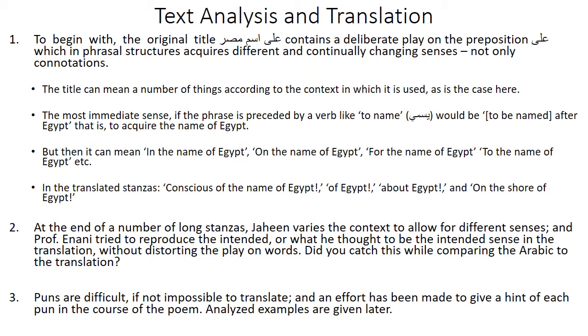At the end of a long stanza, Jaheen varied the context to allow for different senses, and Professor Ali tried to reproduce the intended, or what he thought to be the intended, sense in the translation. Dr. Anani recognized the meanings of على, okay, what he thought to be intended. He realized that this is what was meant by the preposition على. He reflected this in his translation without distorting the word play, the play on words that our uncle Gaheen used. Okay.